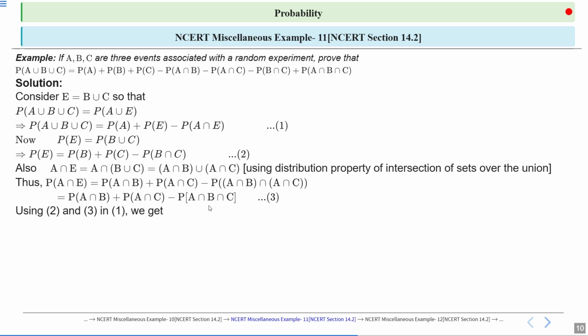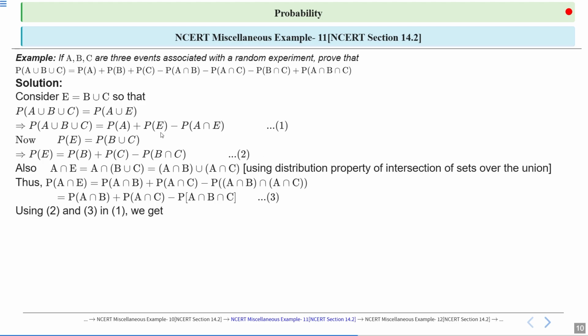So now use equation 2. That means probability of E is equal to probability of B plus probability of C minus probability of B intersection C, and probability of A intersection E is equal to probability of A intersection B plus probability of A intersection C minus probability of A intersection B intersection C. Okay, so using equations 2 and 3 in equation number 1, now put the values.